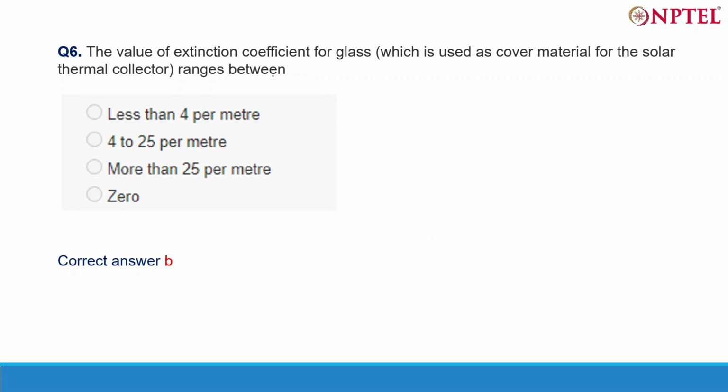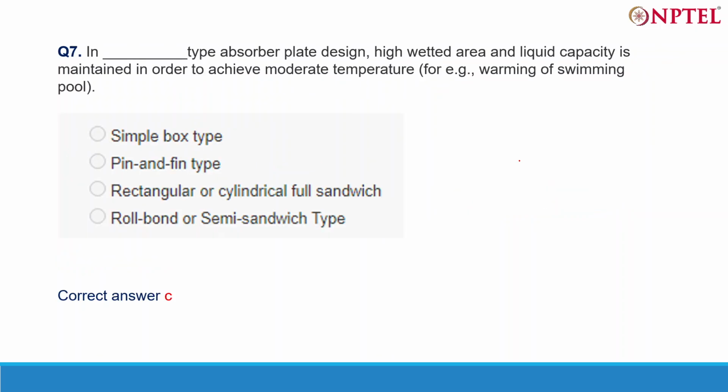The value of extinction coefficient for glass, which is used as cover material for solar thermal collectors, generally varies between 4 to 25 per meter. In dash type absorber plate design, high wetted area and liquid capacity is maintained in order to achieve moderate temperature warming of swimming pool. So basically in rectangular and cylindrical full sandwich type absorber plate design, this happens. Okay.